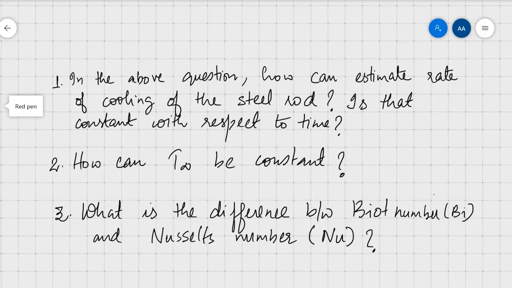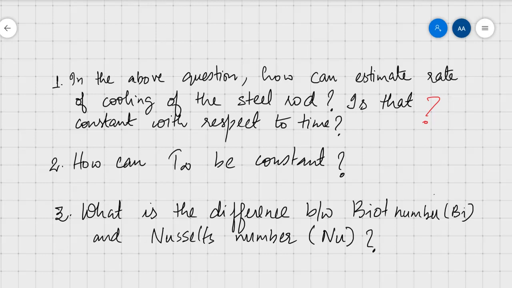I will leave you with these questions. In the problem that we solved, if I asked you to estimate what is the rate of cooling, how would you find this rate of cooling? And what about its nature? Does that remain constant with respect to time? Does that decrease? Does that increase with respect to time?